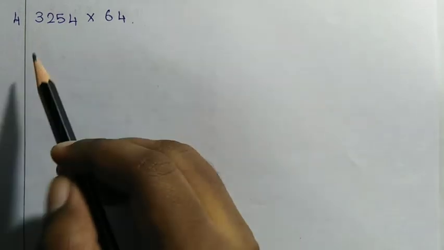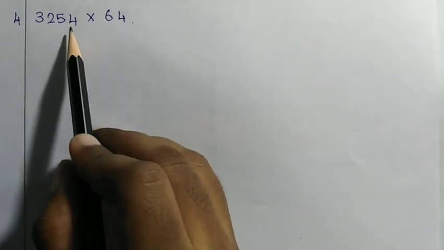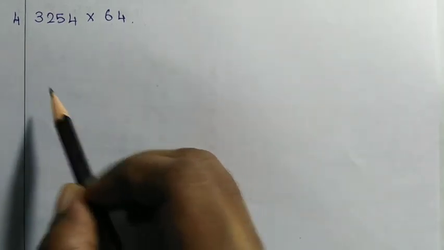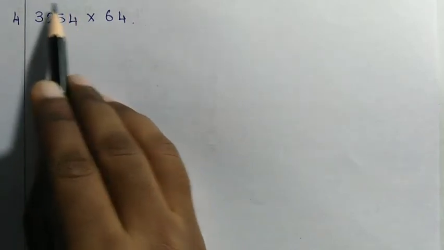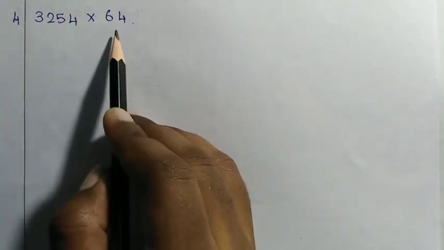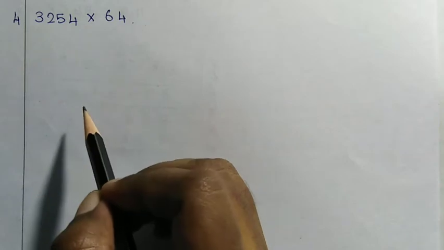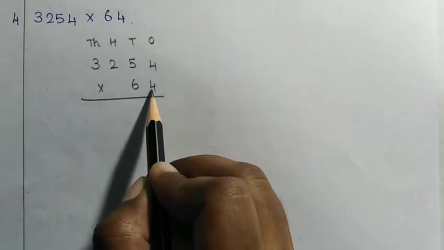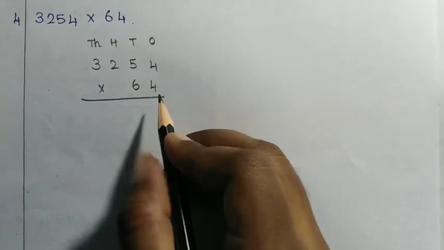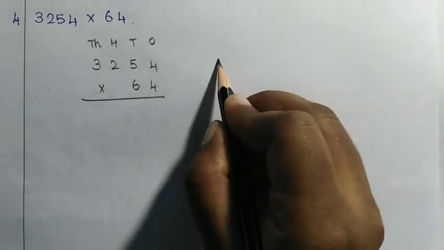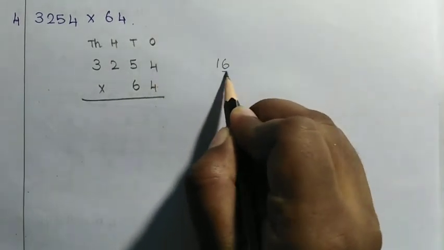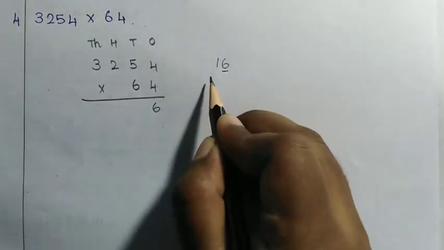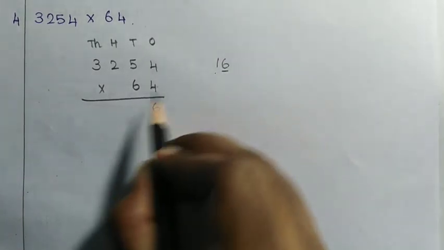Now let us multiply 3254 and 64. So this is a 4-digit multiplicand which is multiplied with the 2-digit multiplier. So 3254 into 4. 4 4s are 16. So let us write 16 over here. 6 has to be written over here and 1 is the carryover.